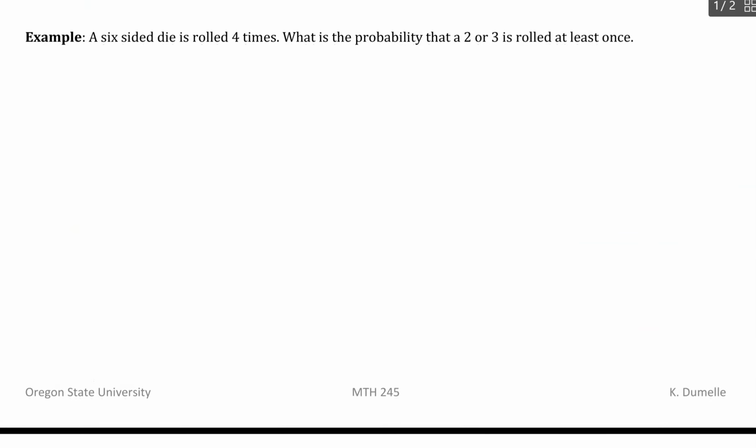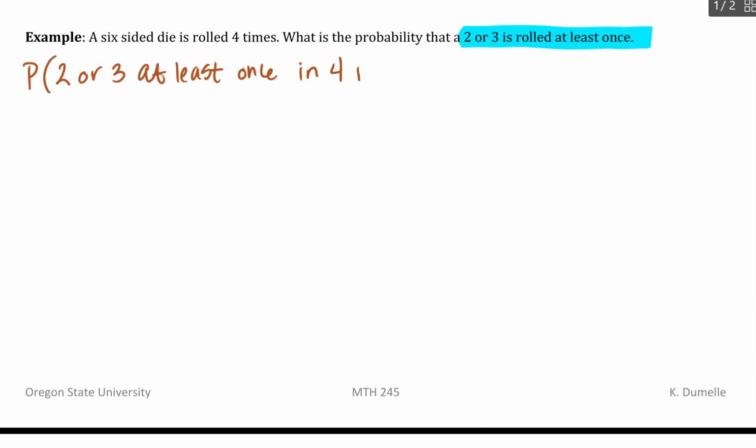A 6-sided die is rolled 4 times. Okay, so before we were flipping a coin, now we're rolling a die. What's the probability that a 2 or a 3 is rolled at least once? Okay, the probability of a 2 or 3 at least once in 4 rolls.